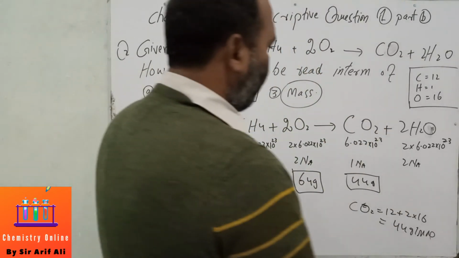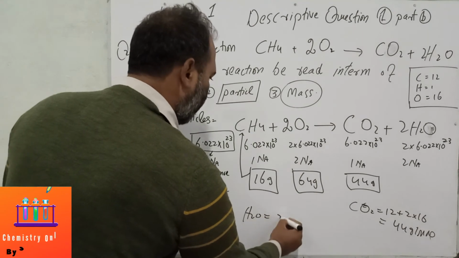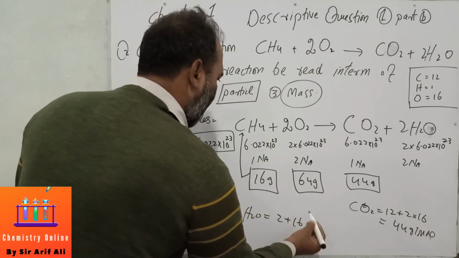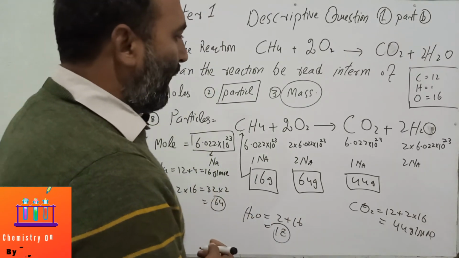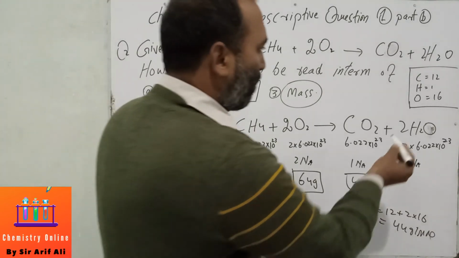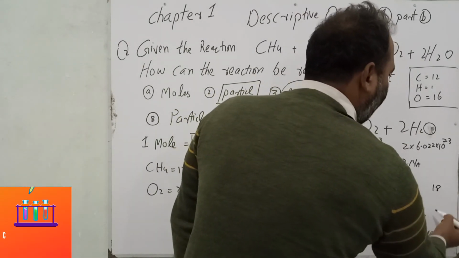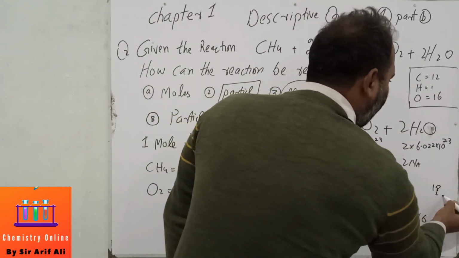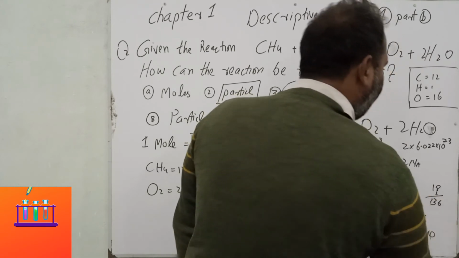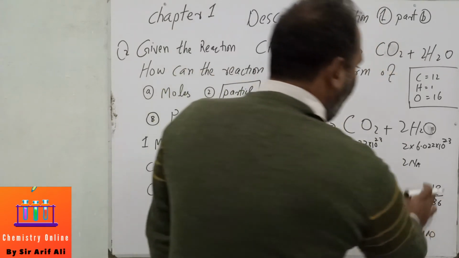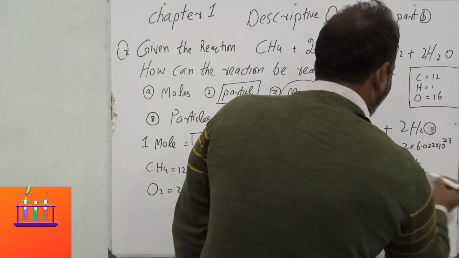And finally water. H2O is equal to 2 hydrogen plus 1 oxygen, which is 16, so 18. Molar mass of water is 18. And since there are 2 moles of water, 1 mole of water weighs 18 gram, so 2 moles of water will weigh 36 gram. So what I will do? I will write 36 gram of water.